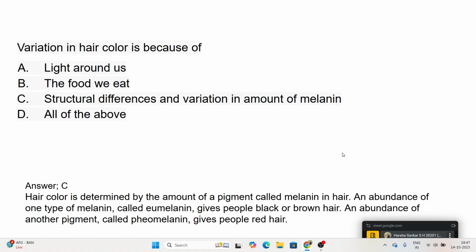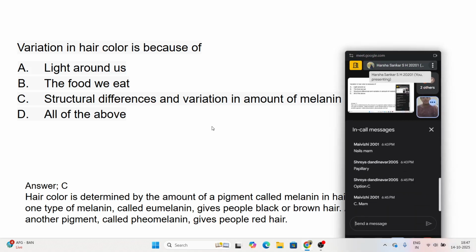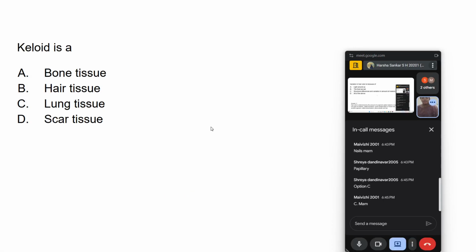Not the people who just use hair color and dye it red, we are not talking about that. Naturally, the people who have red hair, why do they have that? Because their hair contains a pigment called pheomelanin. If it's dark, it is eumelanin. If it's red, it contains a pigment called pheomelanin. Okay, remember. Okay, next question.